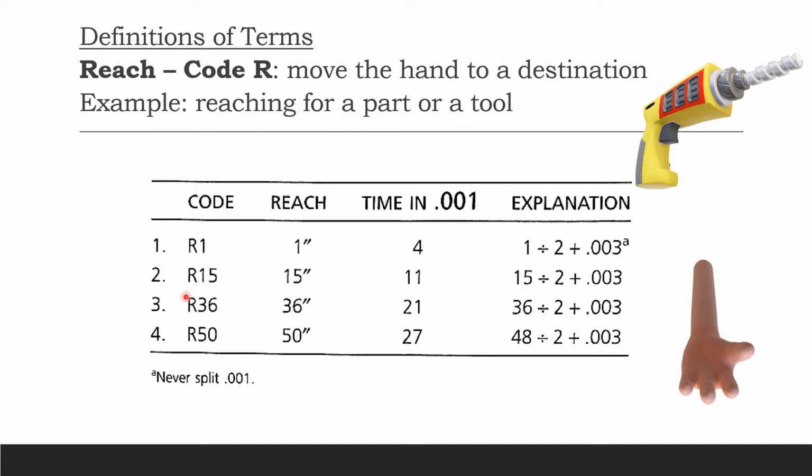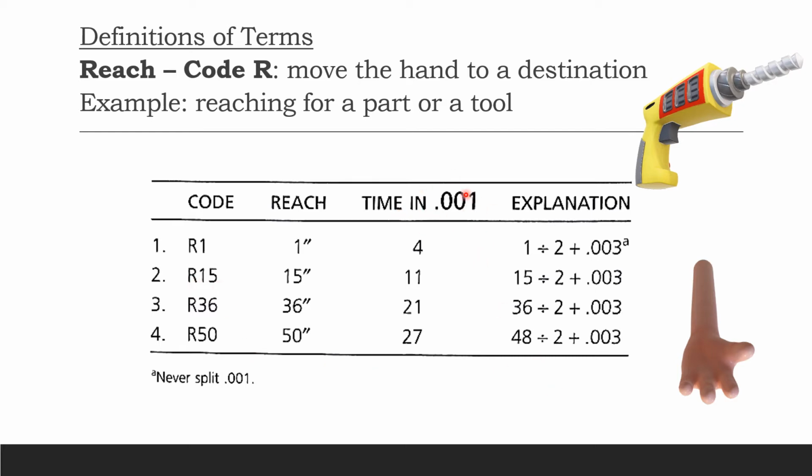Okay, so in here is your code. You can see R, R, R, and R right there. And if you see the code, you're going to know that's reach. Okay, you're reaching for something, reaching for a tool. Here is your distance. This is your unit. So that's going 1 inch, okay? And this is going 15 inches, okay? Reaching 1 inch, reaching 15 inches, and so on and so on.